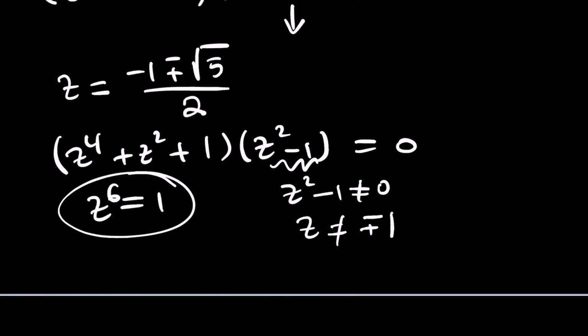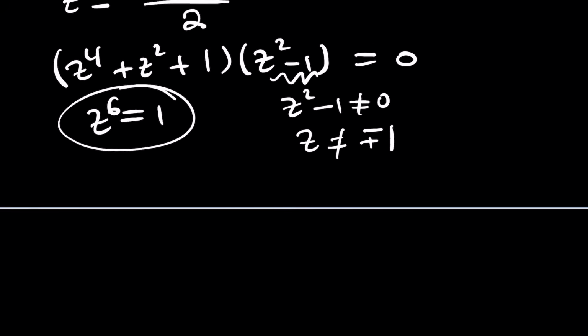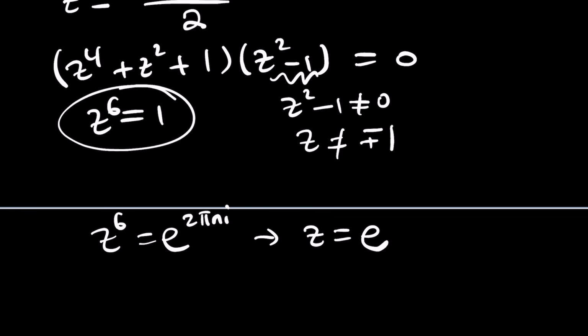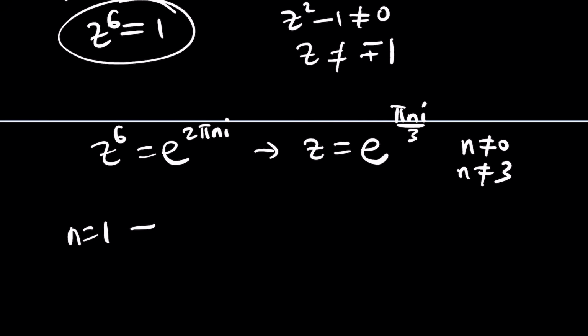So we're going to be looking at the 6 roots of 1. Those are going to be solutions. If you write 1 as e to the power 2 pi n i, from here you're going to realize z can be written as e to the power pi n i divided by 3. n equals 0 gives you 1. You don't want that. n equals 6 gives you 1 again. You don't want that anyways. And n equals 3 gives you -1, so n does not equal 0, n does not equal 3. You can use everything else. For example, if n is equal to 1, we're going to get z equals e to the power pi i over 3.